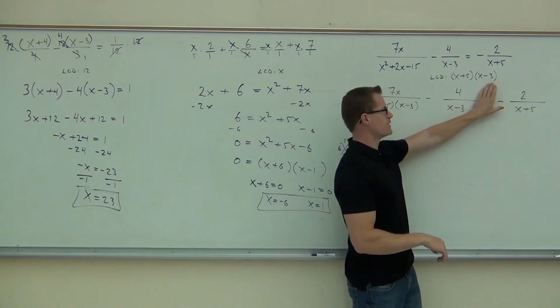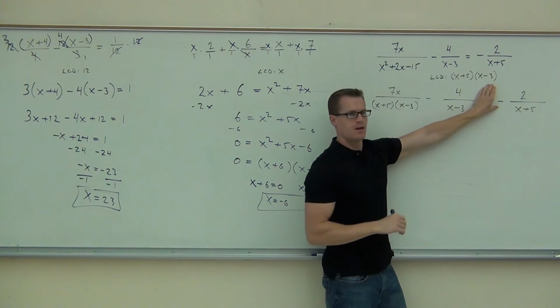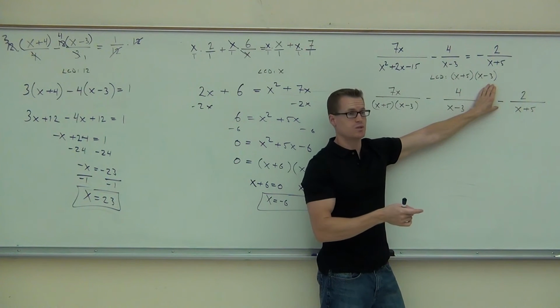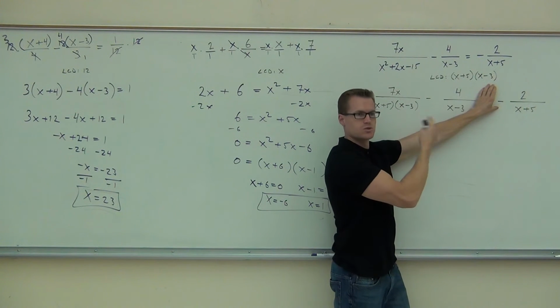If I didn't have this, ignore this side. If I didn't have that side, that's exactly what I'd be doing right here. Do you see what I'm talking about? That's exactly what you'd be doing. You'd have x plus 5 or x plus 5, you'd have a common denominator, you'd combine them. That's what you would do.